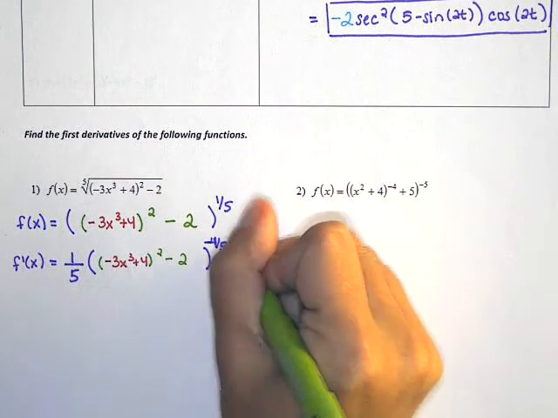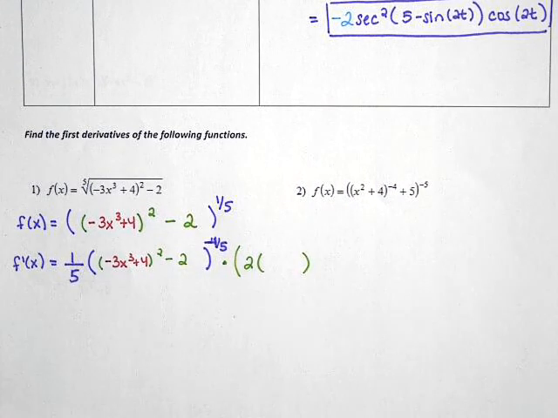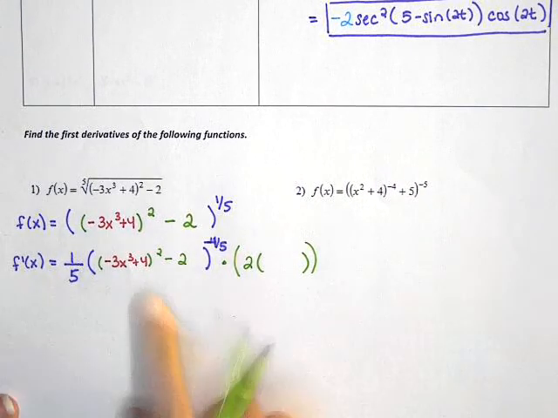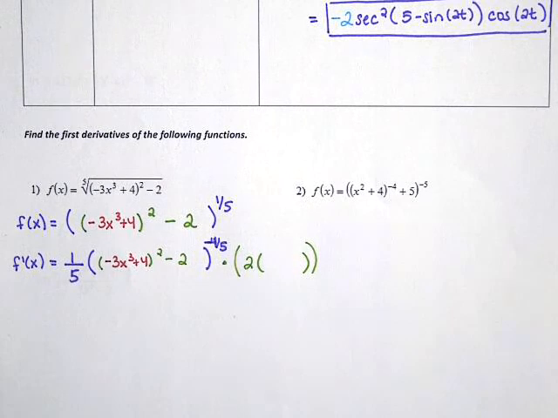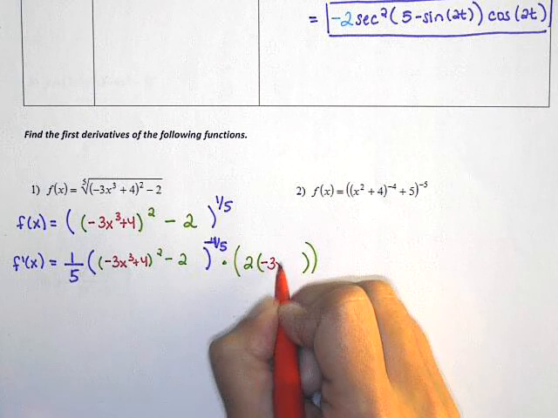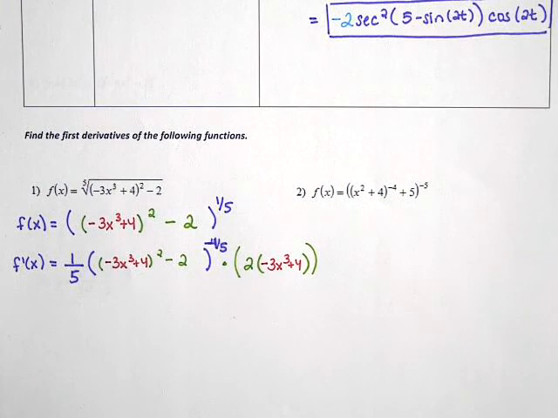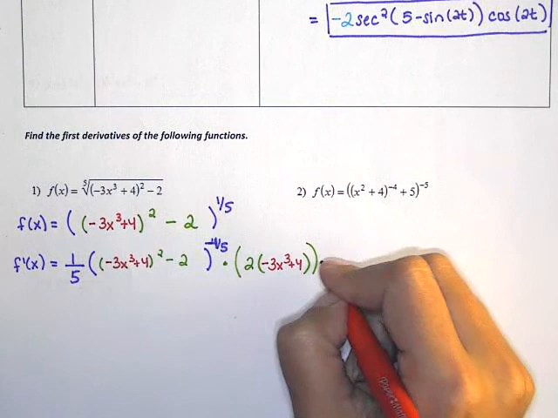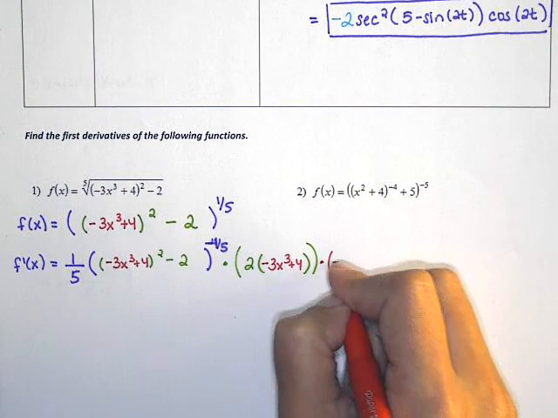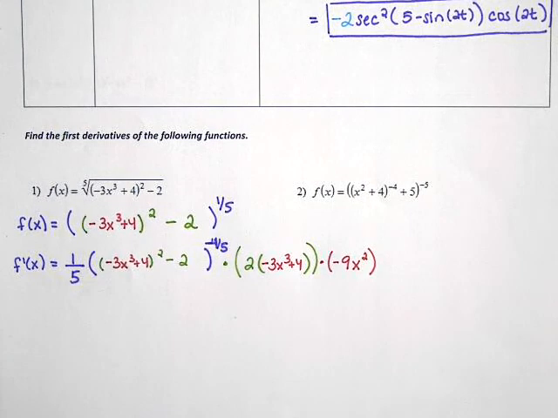Now for the next layer. I'm going to drop the 2, leave the inside stuff alone, and the derivative of minus 2 would be 0. Now remember, I'm leaving the inside stuff alone, so negative 3x to the 3rd plus 4, and the new power would be a 1, but I'm not going to write it. Lastly, the innermost layer, so negative 9x squared, and I'm done.